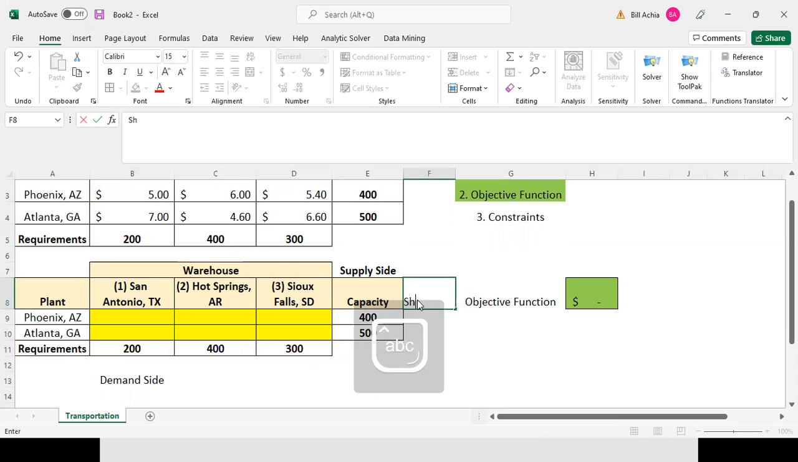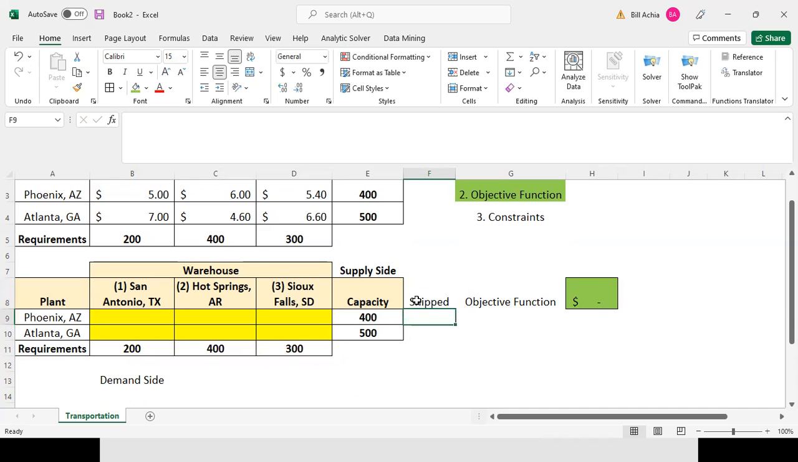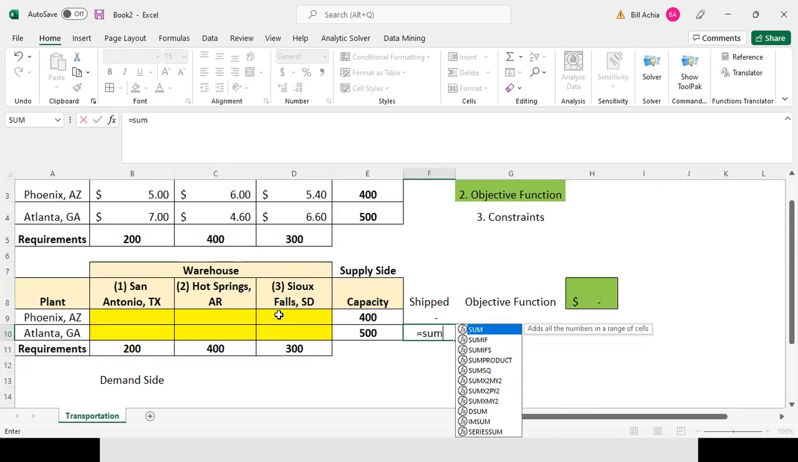equation here is going to be how much do we ship from Phoenix? And we're going to ship maybe around 400 units. I know it's going to be 400 because we have the exact same amount of capacity as is demanded by the customers. But the amount that's going to ship from Phoenix is going to be the amount that ships from Phoenix to San Antonio, plus the amount that ships from Phoenix to Hot Springs, plus the amount that ships from Phoenix to Sioux Falls. Okay, still don't know what that's going to be, but I'm just going to leave the formula there. I'll do the same for Atlanta and say that the amount that's going to ship out of Atlanta is whatever is received in those three locations.